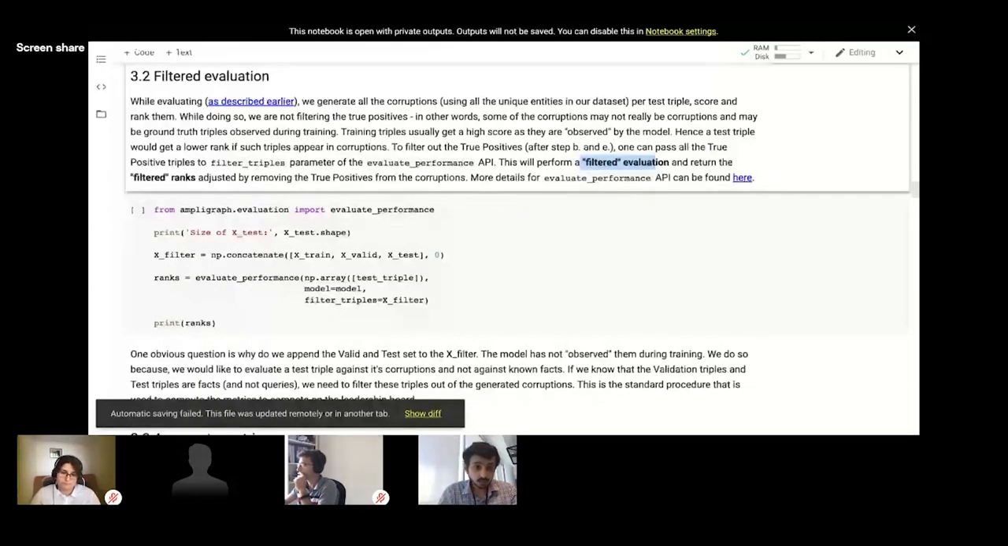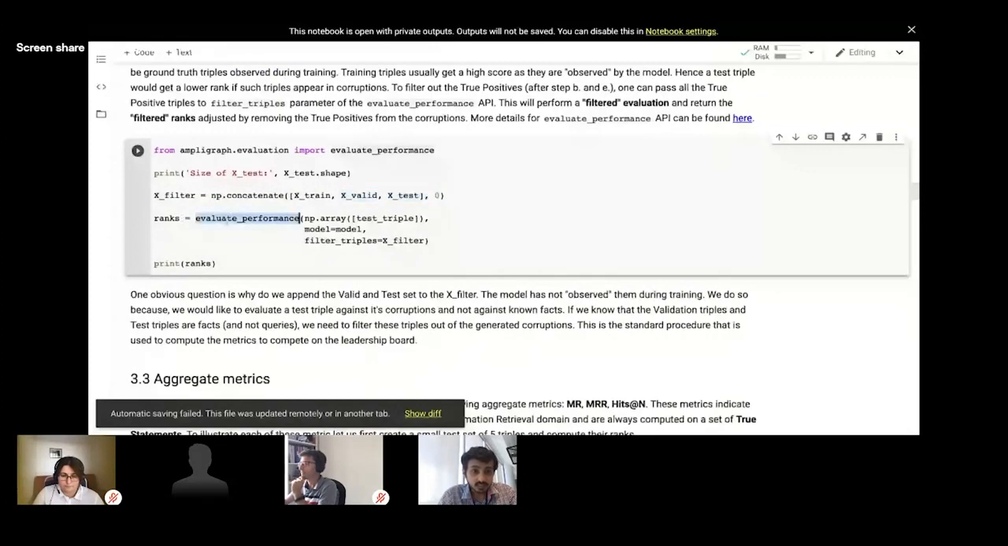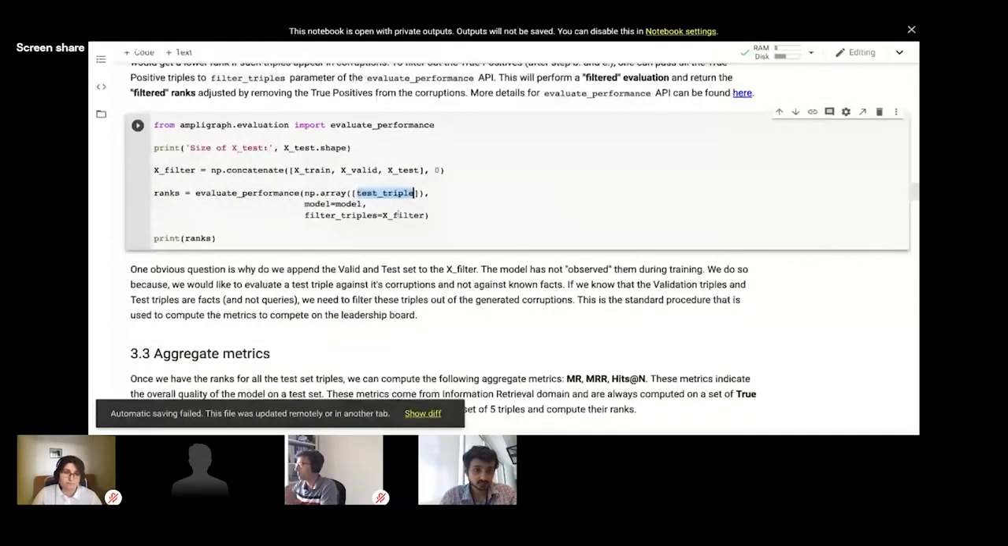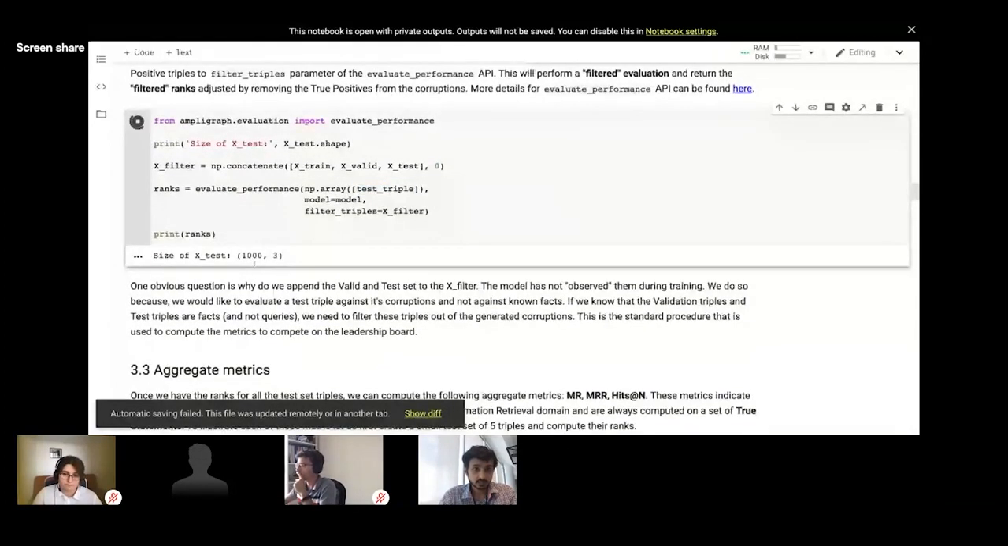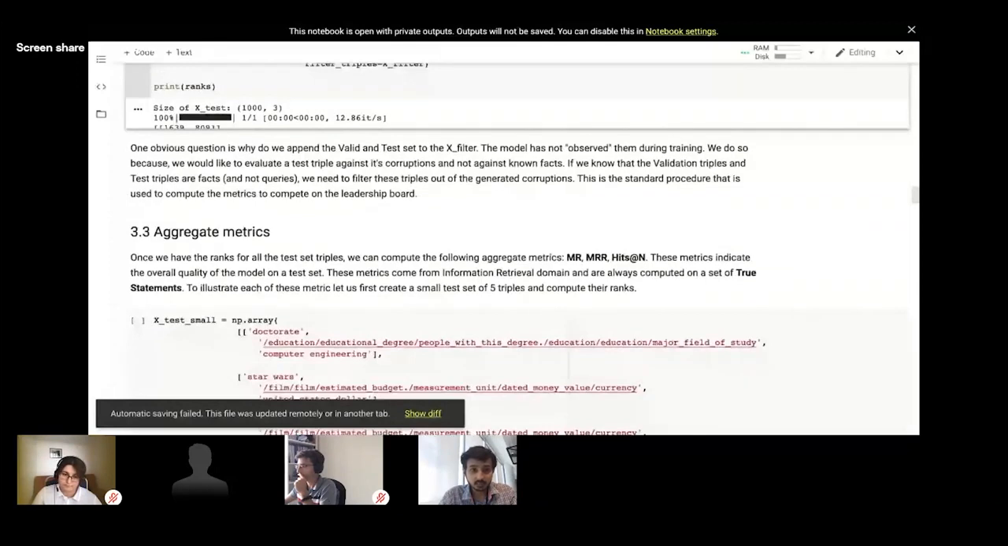So to remove that, we specify the filters, so the true positive statements that were observed during training and that also may be facts. So we concatenate the train, test, and validation sets, and then we call evaluate performance. This is an API that AmpliGraph provides under the ampligraph.evaluation module, and you can pass the test triple to it along with the filters, and then it will give you the ranks. So for now, I'm just passing one triple. So you get the rank for that triple: Harrison Ford acted in Star Wars.